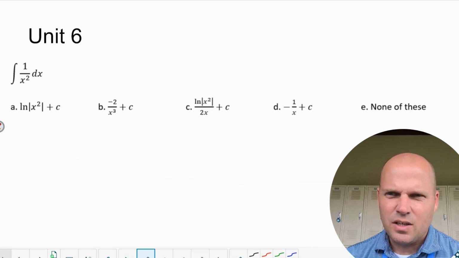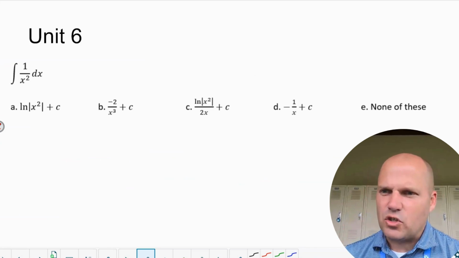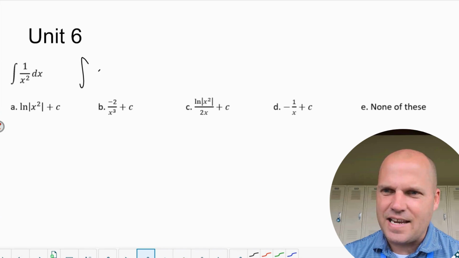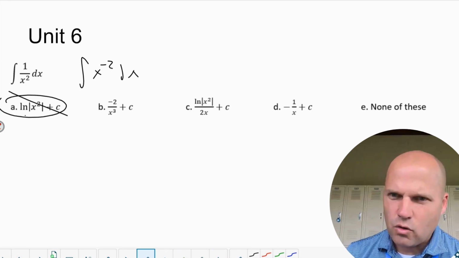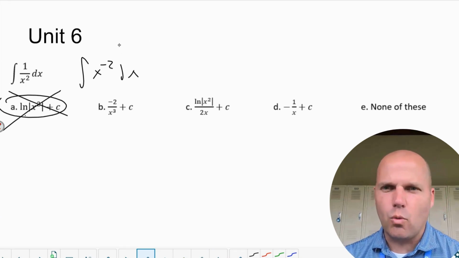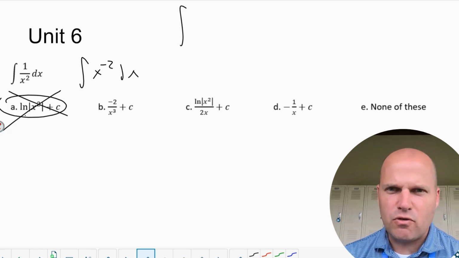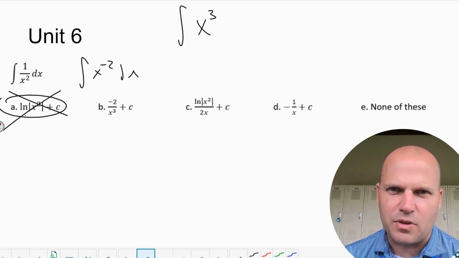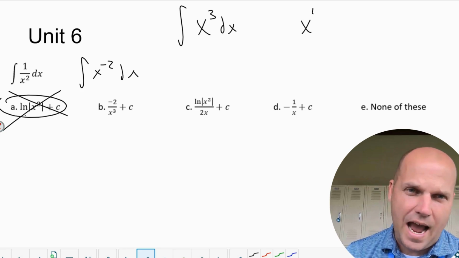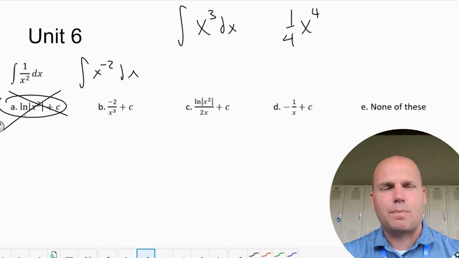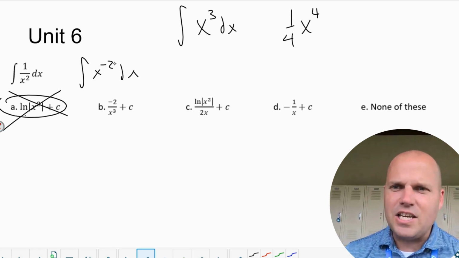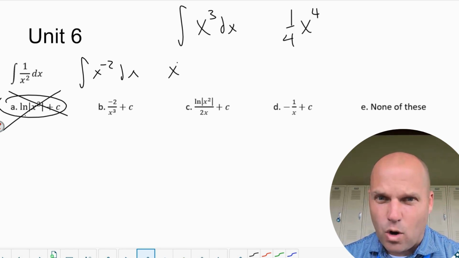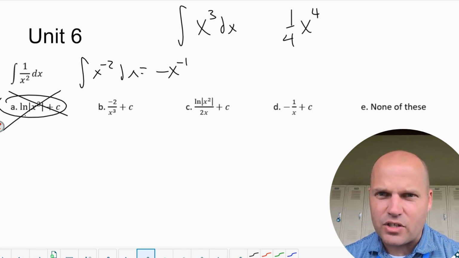Unit 6, antiderivatives. Too many of us think that a negative power, you use logs. You are wrong. The power rule works for every power. Do you remember the power rule? Let's start with something like x cubed. We add 1 and multiply by the reciprocal to undo stuff. So x to the negative second, we would add 1 and multiply by the reciprocal.